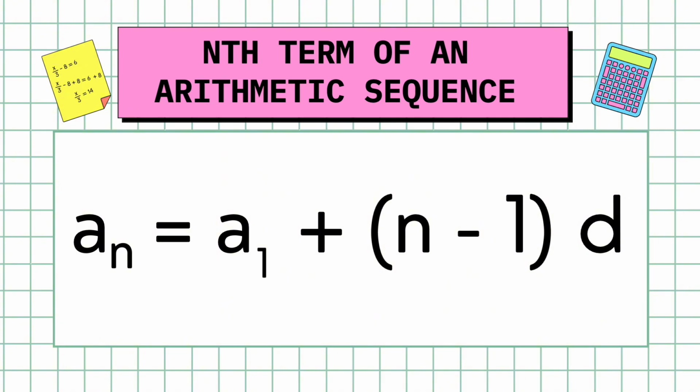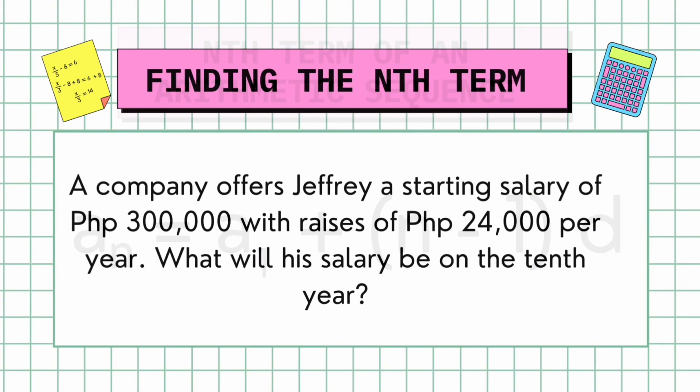And then we have the formula, which is a sub n is equal to a sub 1 plus the quantity of n minus 1 times d. This is the formula for the nth term of an arithmetic sequence, or basically how we get the general rule. So let's have this example.